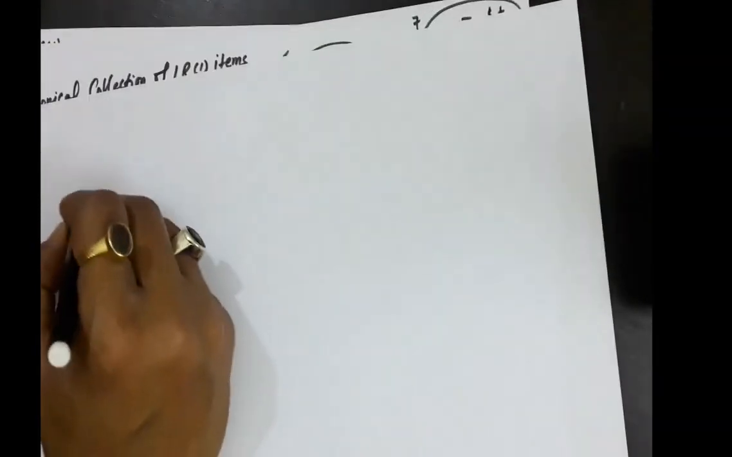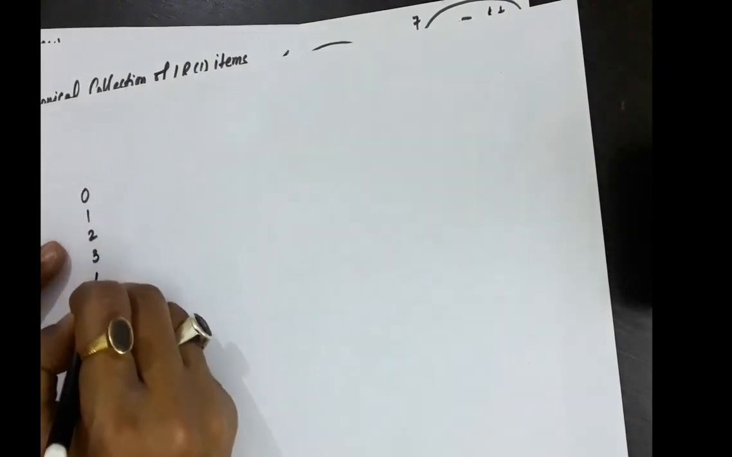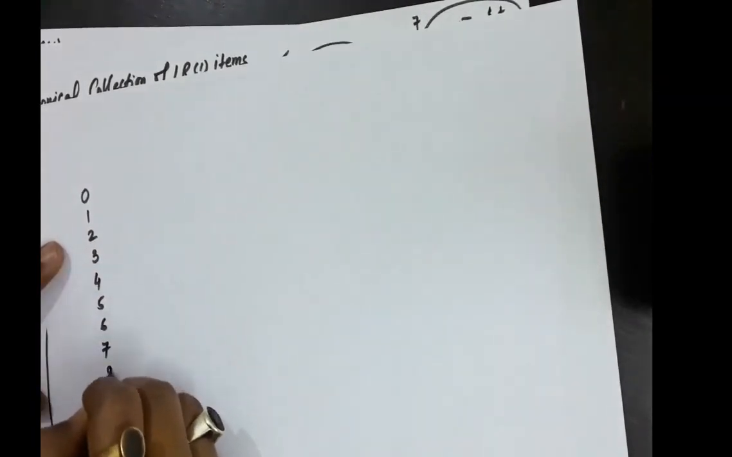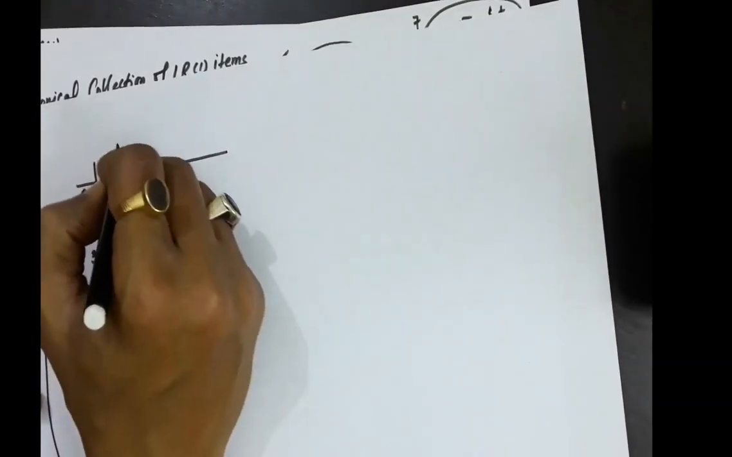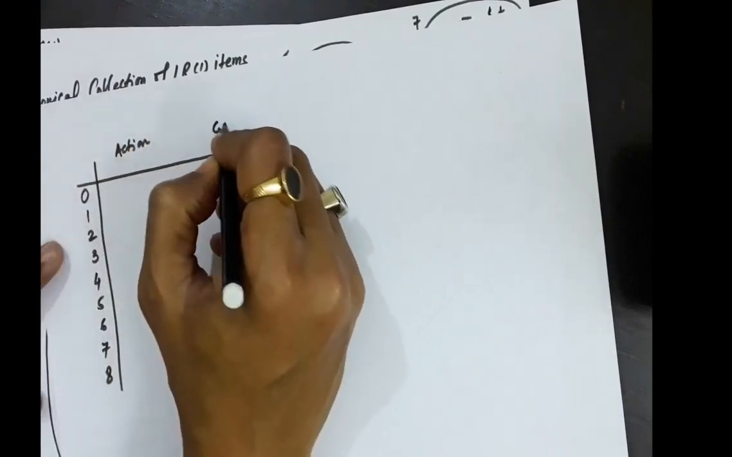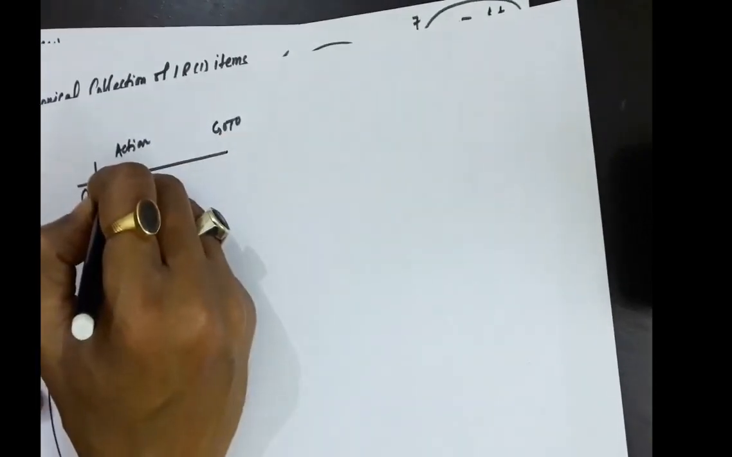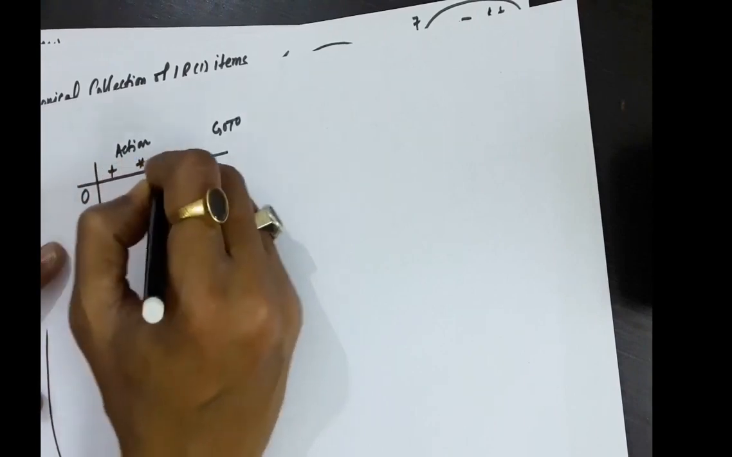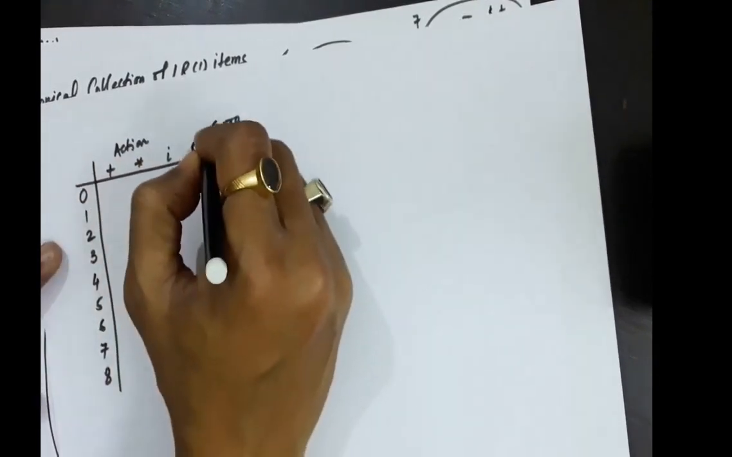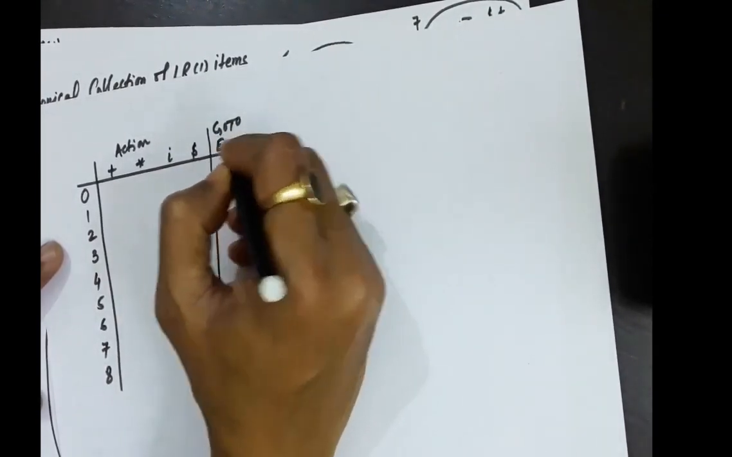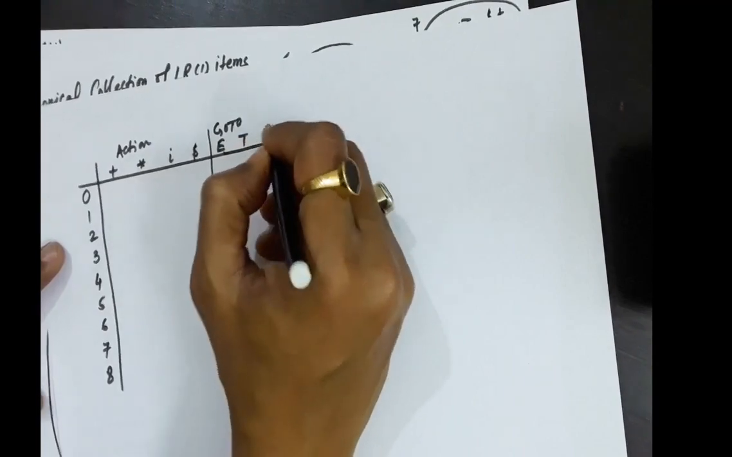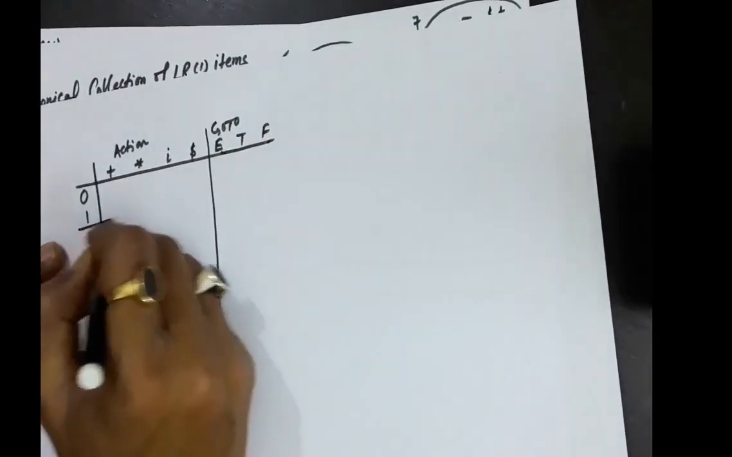So for the table, there are 9 states in totality. So we write states 0, 1, 2, 3, 4, 5, 6, 7 and 8. There are two parts, one part is action, the other part is go to. In the action part, all the terminal symbols: plus, multiplication, I and dollar. In go to, all the non-terminal symbols E, T and F. Okay, so now let us make the entries to this table.